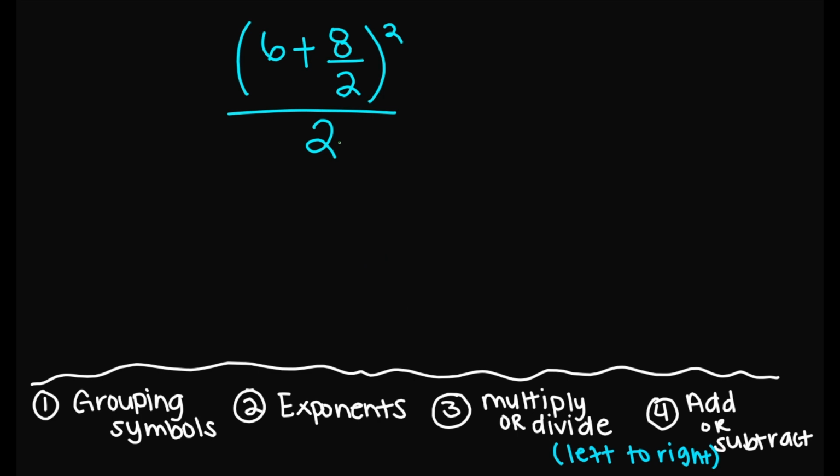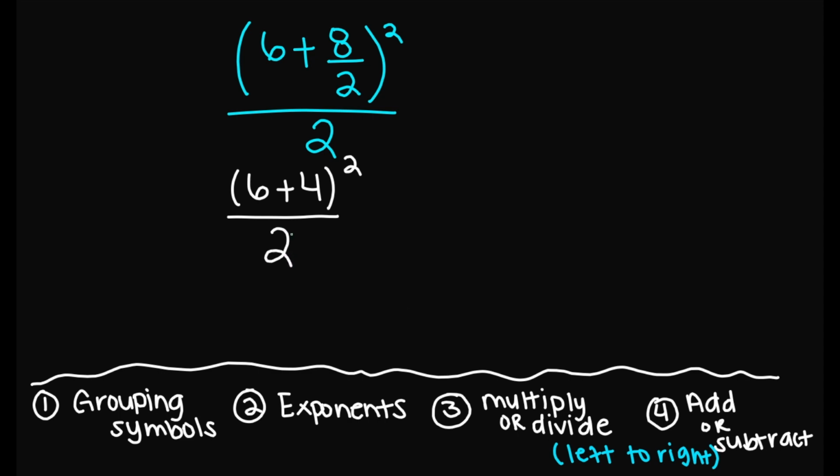Let's look at this example. So 6 plus 8 over 2, all inside parentheses, squared, and then divided by 2. So let's work inside my parentheses first. So we have 6 plus 8 divided by 2. This is going to equal 4. And then that's going to be squared. And all of this is going to be over 2.